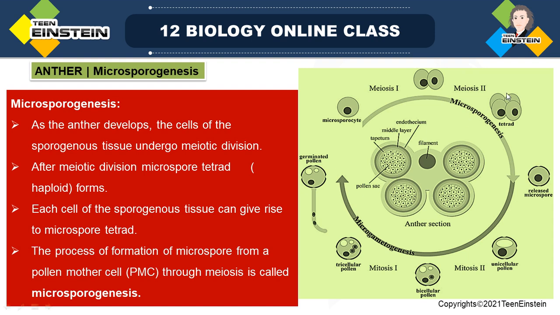The process of formation of microspores from a pollen mother cell, or PMC, through meiosis is called microsporogenesis. It is the genesis, or formation, of microspores through meiosis. From which cell? From the pollen mother cell. Which is the pollen mother cell? Each cell of the sporogenous tissue. It acts as a pollen mother cell and, through meiosis, produces microspores. That is called microsporogenesis.